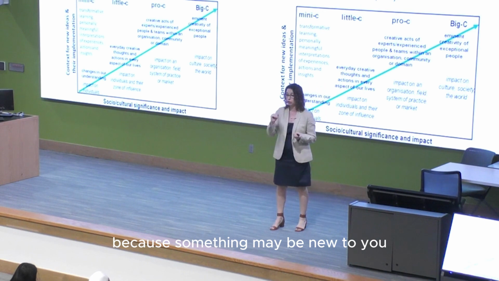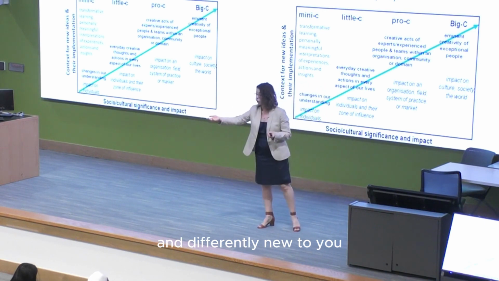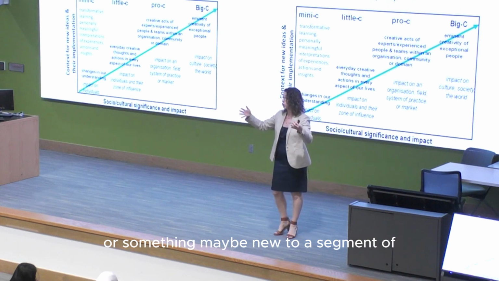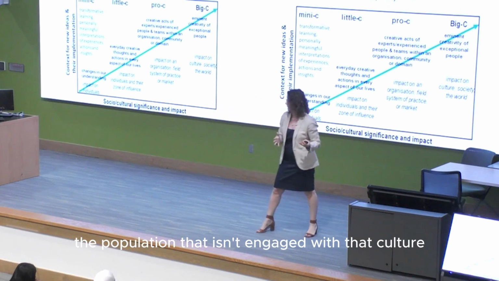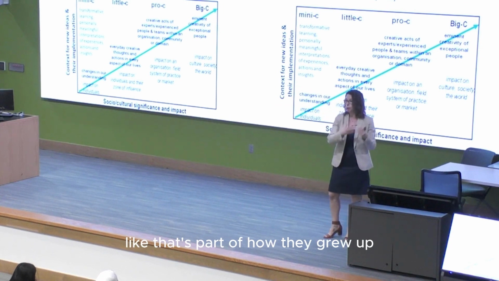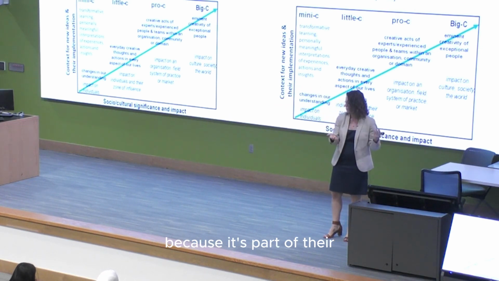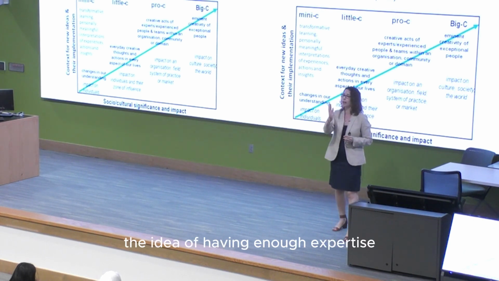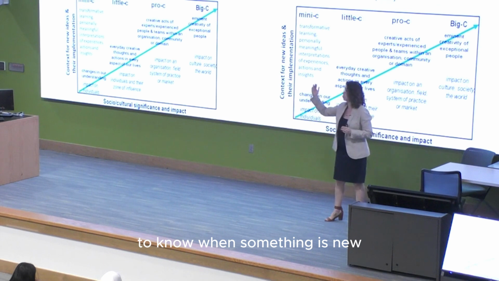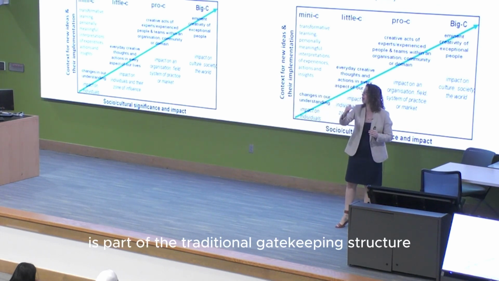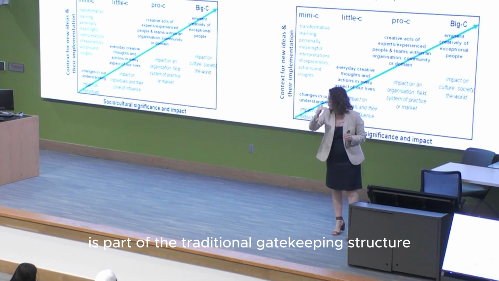Because something may be new to you and not new to you because you've seen it before, right? Or something may be new to a segment of the population that isn't engaged with that culture, but a different segment of the population, that's part of how they grew up because it's part of their ethnic or racial culture, right? And so the idea of having enough expertise to know when something is new and when something is appropriate is part of the traditional gatekeeping structure.